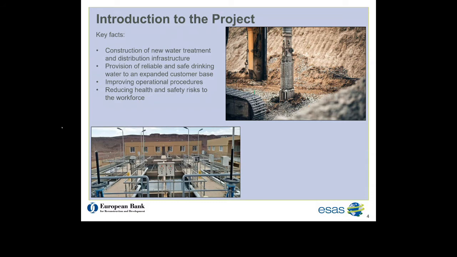So now let's look at the project in a bit more detail. Some key facts. So the project involves the construction of new water treatment and distribution infrastructure. And this will provide more reliable and safe drinking water to an increasing number of communities. The project also aims to improve operational procedures and reduce the health and safety risks to the workforce.